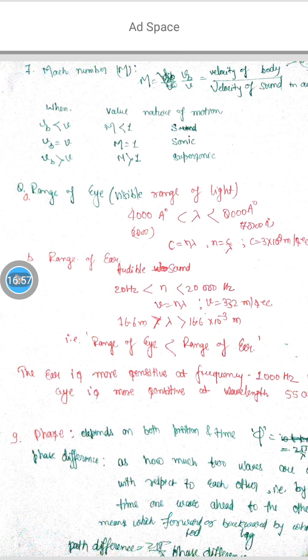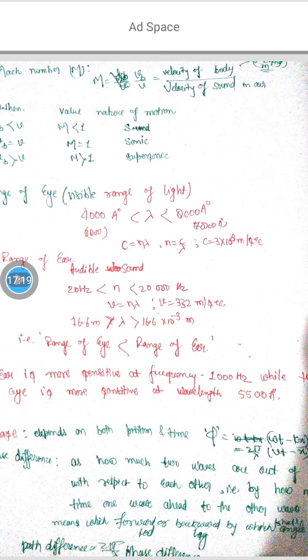the answer is 16.6 millimeter to 16.6 meter. That is our audible range. When a person talks from that distance, we can hear what they are saying.